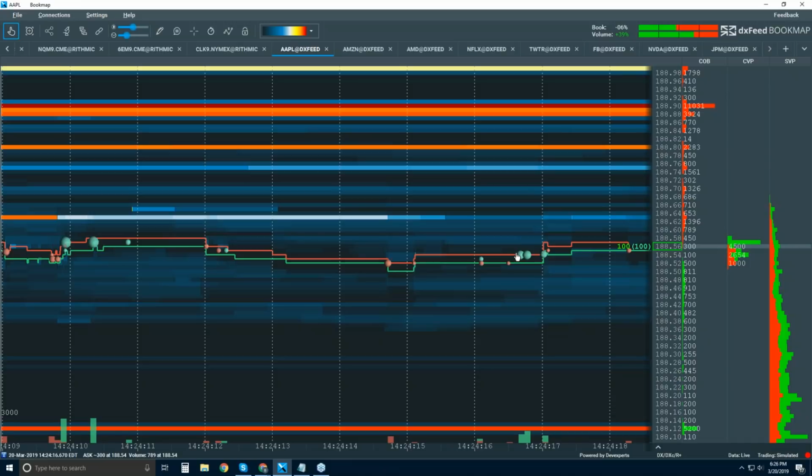Okay, now they've cleared that area, and there's nothing on the best offer there. So what happens to the best offer? It pops up to the next area where someone else is offering.